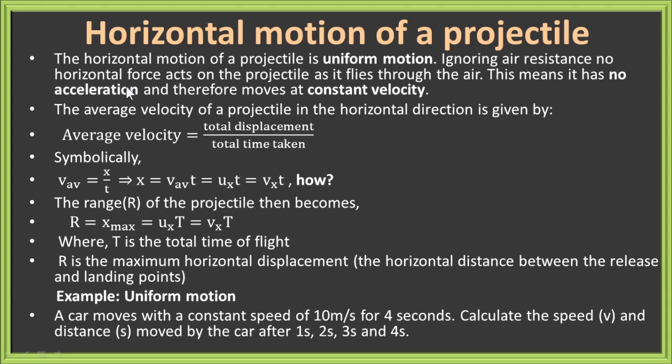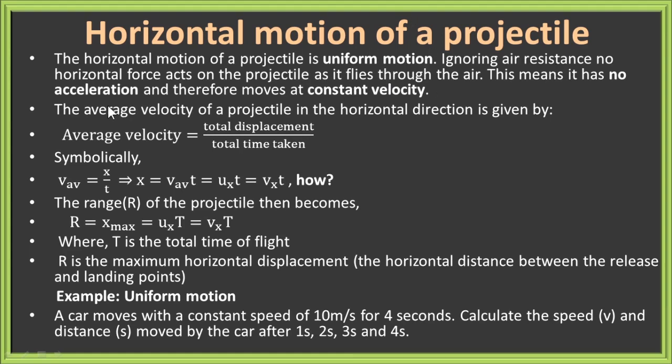Ignoring air resistance, no horizontal force acts on the projectile as it flies through the air. We have ignored the effect of air resistance. So, there is no horizontal force which acts on the projectile. If the horizontal net force is 0, what will come? The motion is uniform motion, because net force is 0 means acceleration is 0. Acceleration is 0 means the motion is uniform.